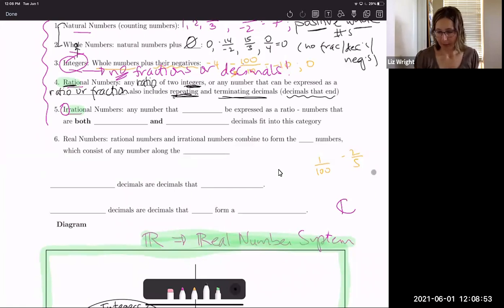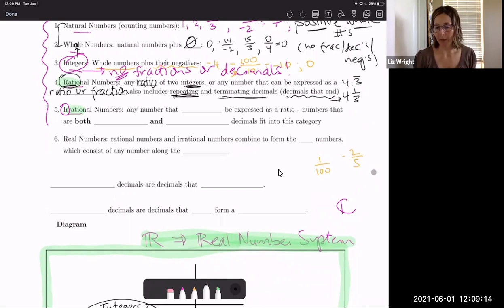Okay, so that would be something like this. A repeating decimal, think about this one. If we've got 4.3 repeating, 3 repeating is 1/3. That is why it's 4 1/3. That is why this is considered a rational number, because it is expressed as a fraction, as a ratio of 2 integers.